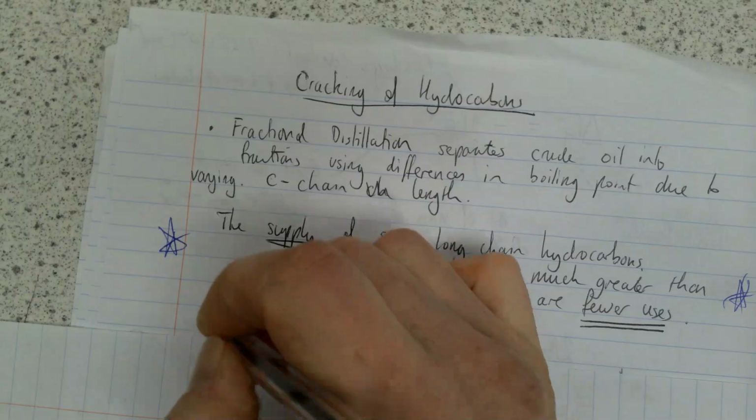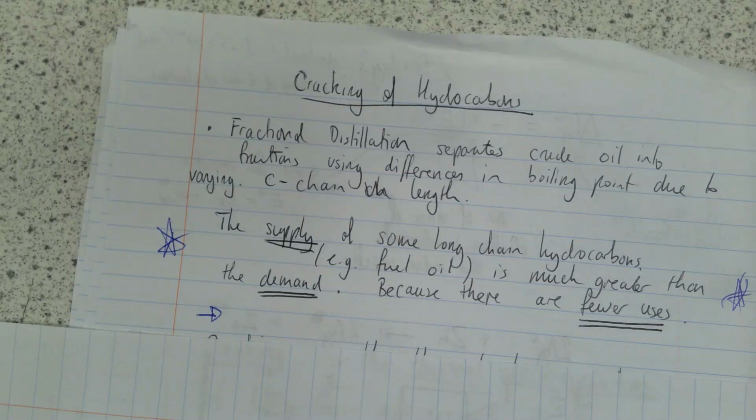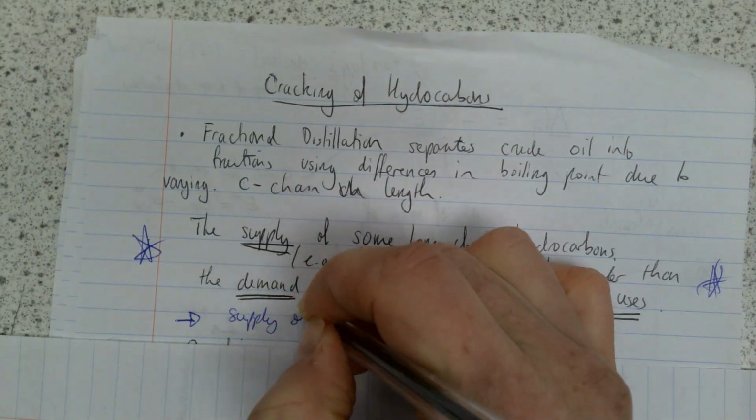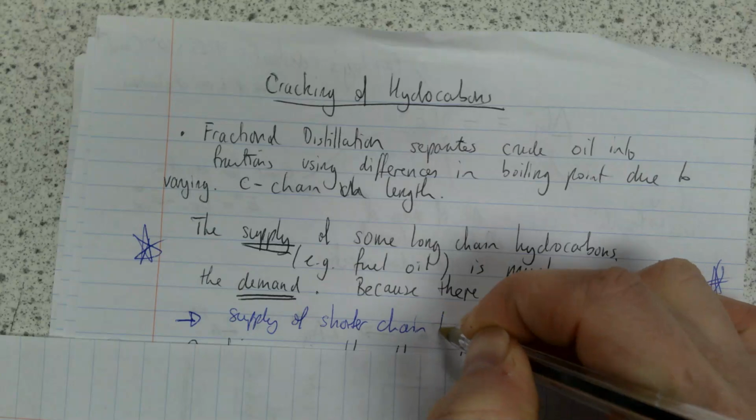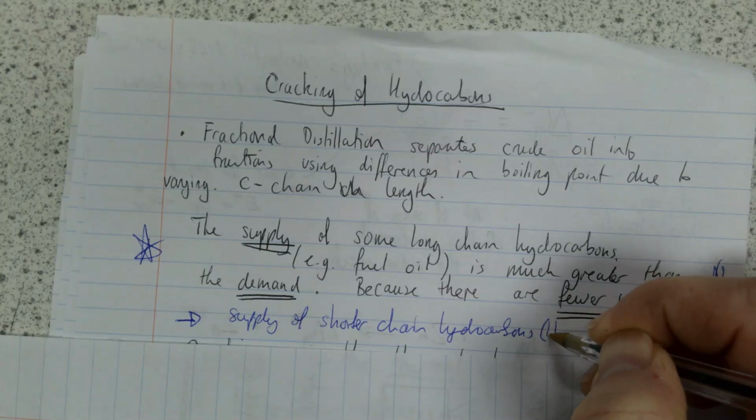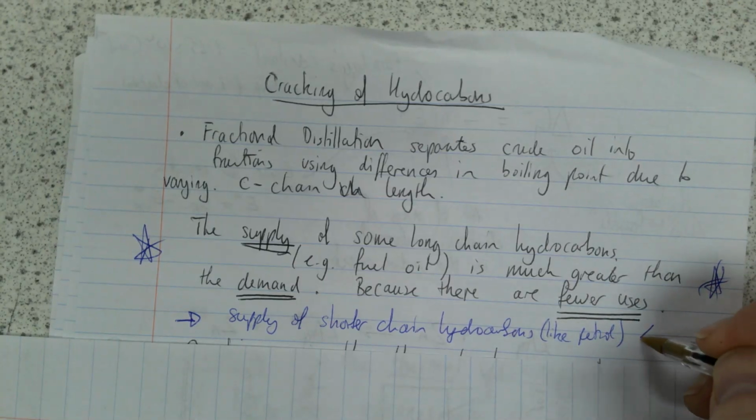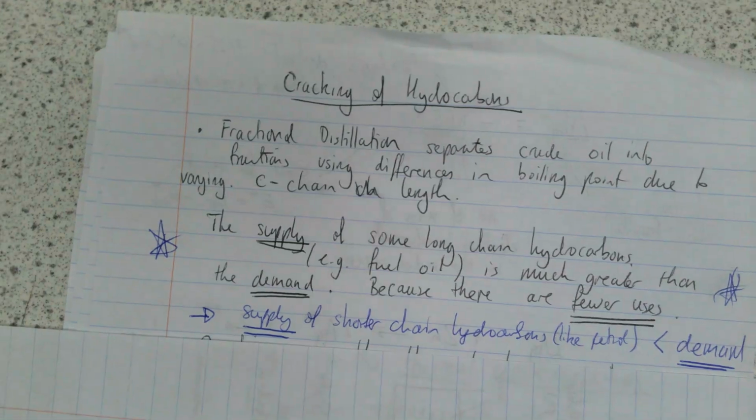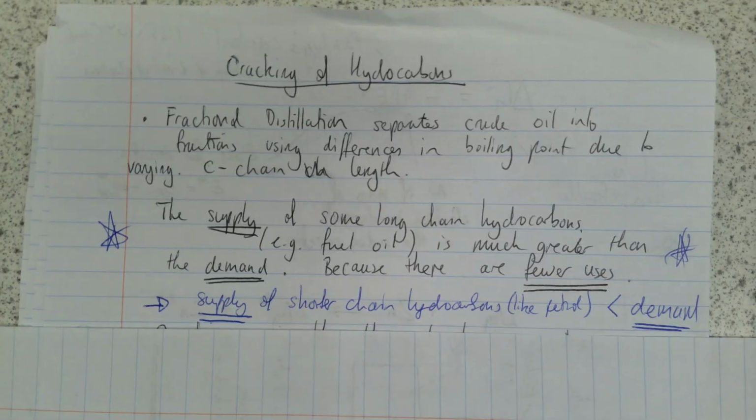And so we've got the opposite problem as well, that the supply of shorter chain hydrocarbons like petrol is less than the demand. And we've really got to get this understanding that even though this is a chemistry topic, and chemistry GCSE, we've got to talk about supply and demand in our answer, okay?